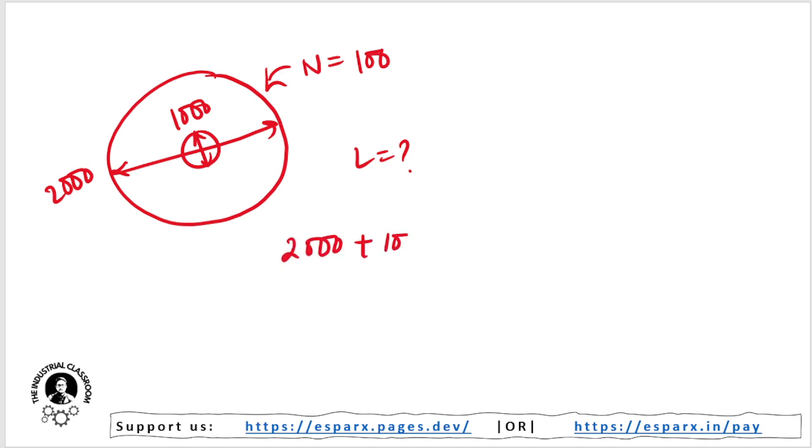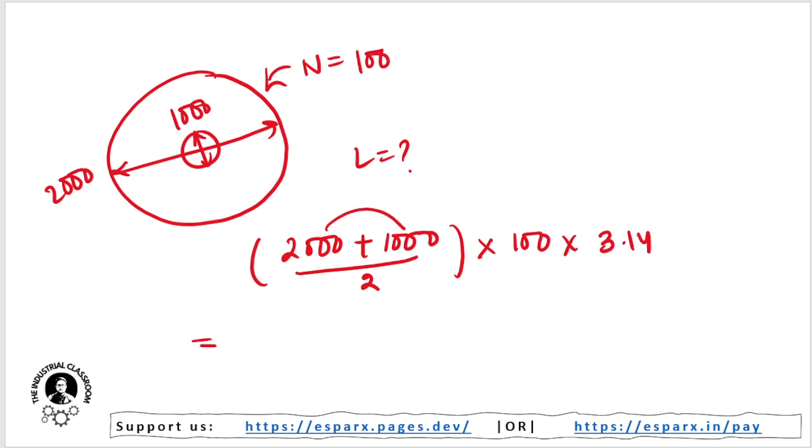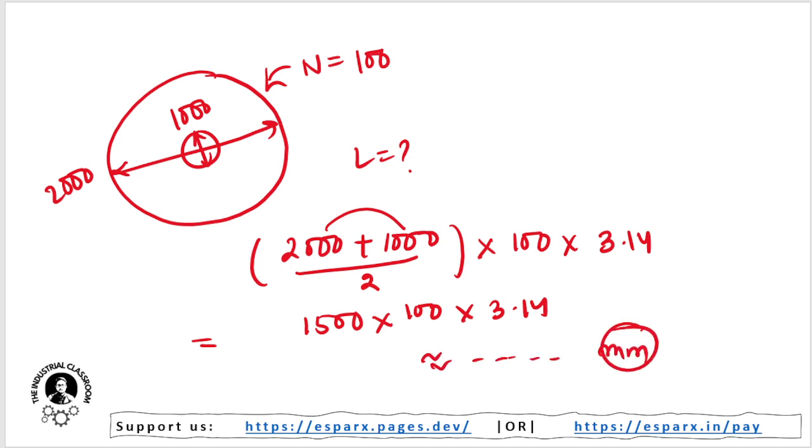2000 plus 1000 divided by 2, into number of turns equal to 100, into pi or 3.14. We get 2000 plus 1000, that is 3000 by 2, that is 1500. 1500 into 100 into 3.14. The value will give you the dimension in mm. To get it in meters you have to divide by 1000. So this is the formula.